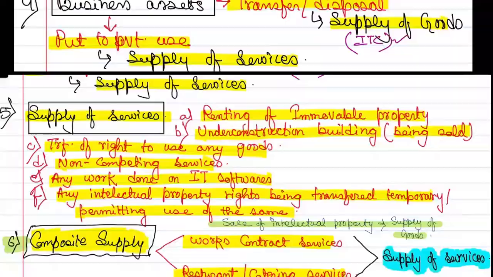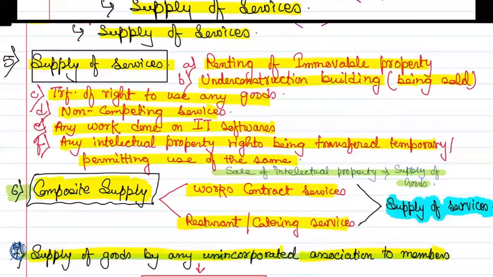Then there were some specific points which said that this will be supply of service: renting of immovable property, under-construction building being sold, which we discussed, transfer of right to use, non-competing services, any work done on IT software, and any intellectual property rights being transferred temporarily or permitting use of the same.